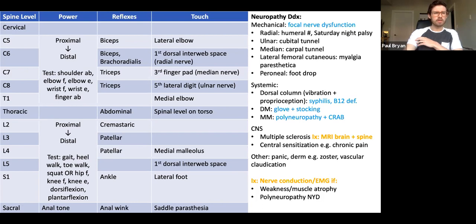Could you have osteomyelitis? You totally could have osteomyelitis. It's not usually in the back though. So it's not a big one that you should think of, but you're thinking of the right things.